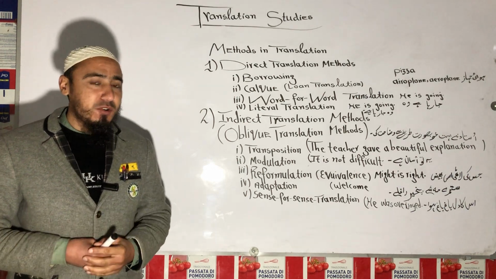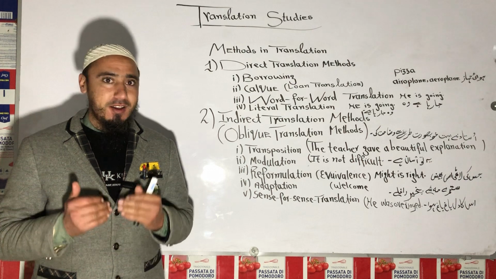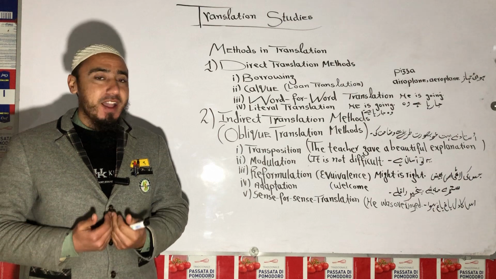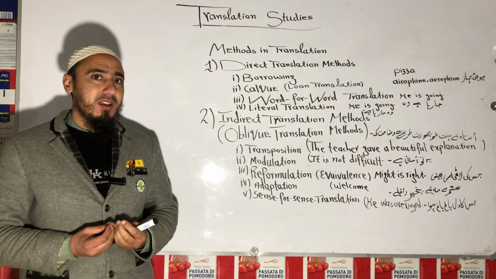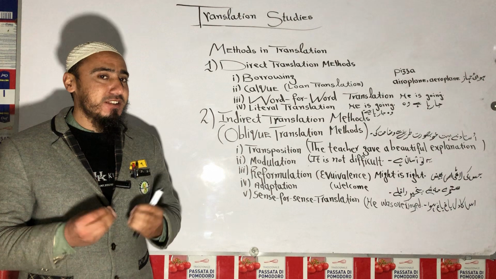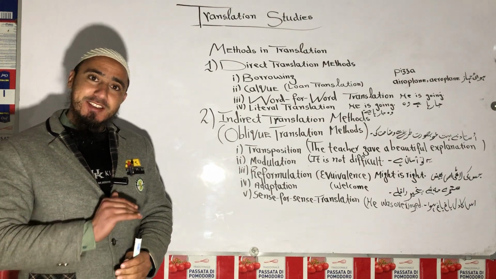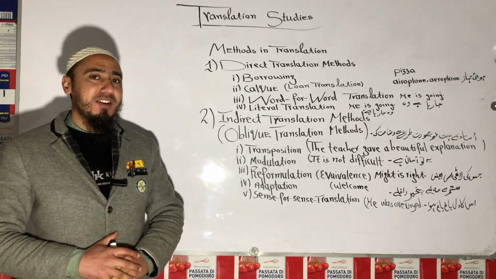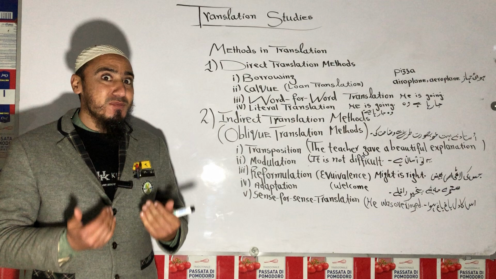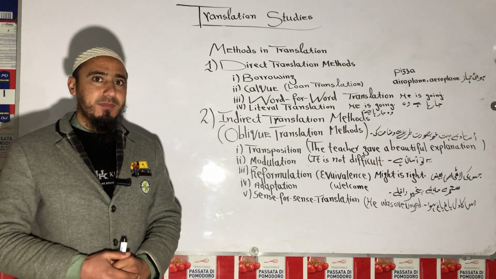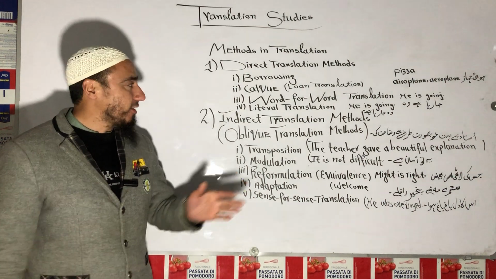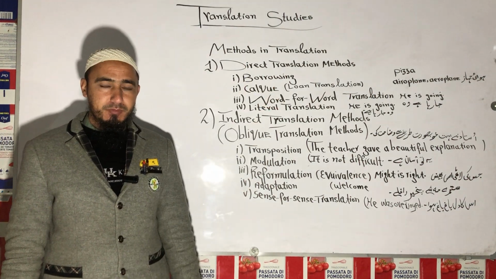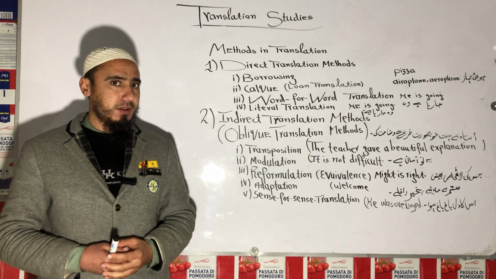Why are they important? Direct translation methods are such methods which the translators, the experts and professionals, use in order to keep the original message, keep the same style, the same words in some conditions, and even the same structure in some cases. So we are going to discuss them one by one. The first direct translation method is borrowing. What is meant by borrowing?